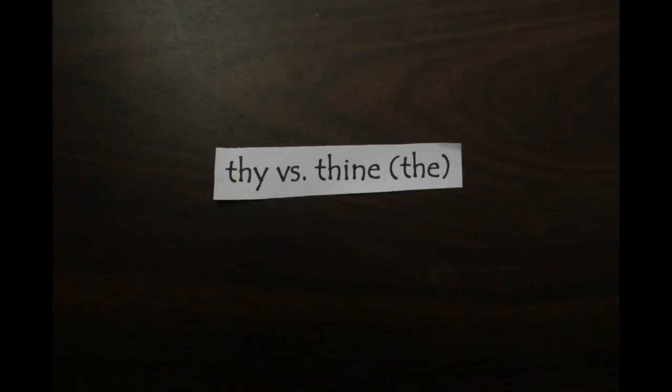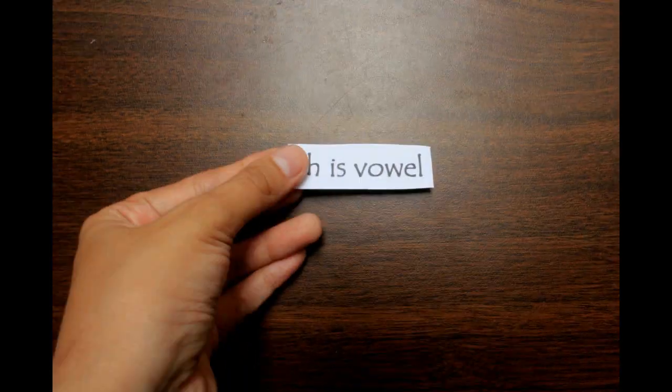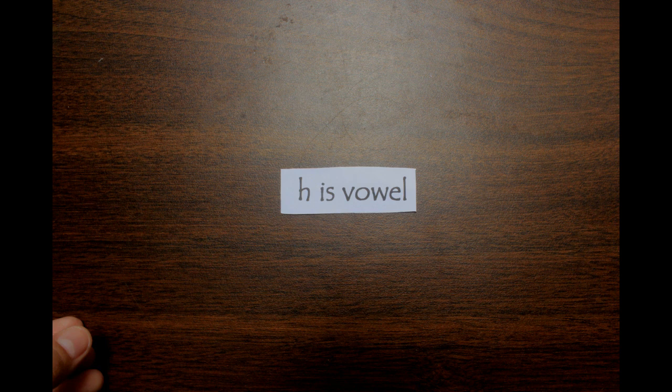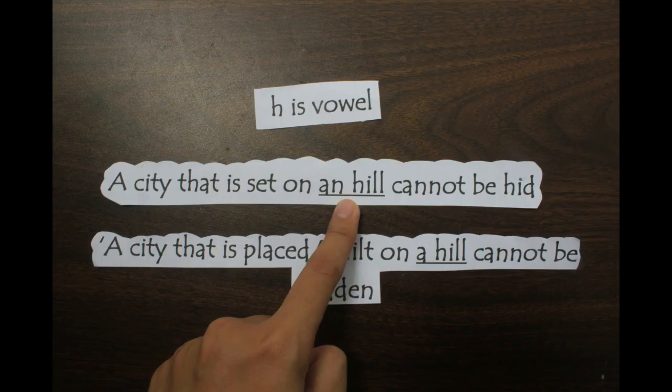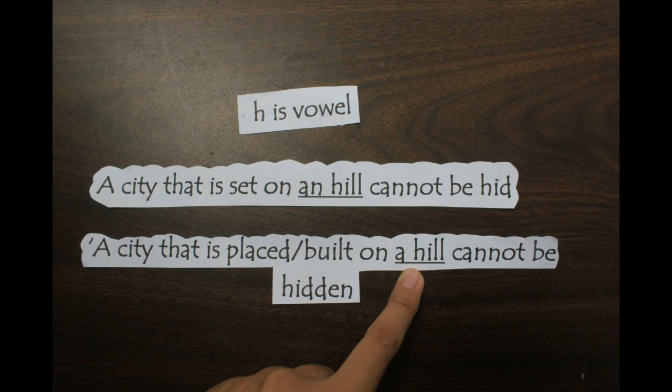Thy versus thine. In the first sentence, thy is used because the noun it modifies, gift, begins with a consonant, but in the second sentence, thine is found because adversary begins with a vowel. It must be noted that in early modern English, words beginning with H behaved as if they actually began with a vowel. Look at the example below. "A city that is set on an hill cannot be hid." Verse 14. That means a city that is placed or built on a hill cannot be hidden.